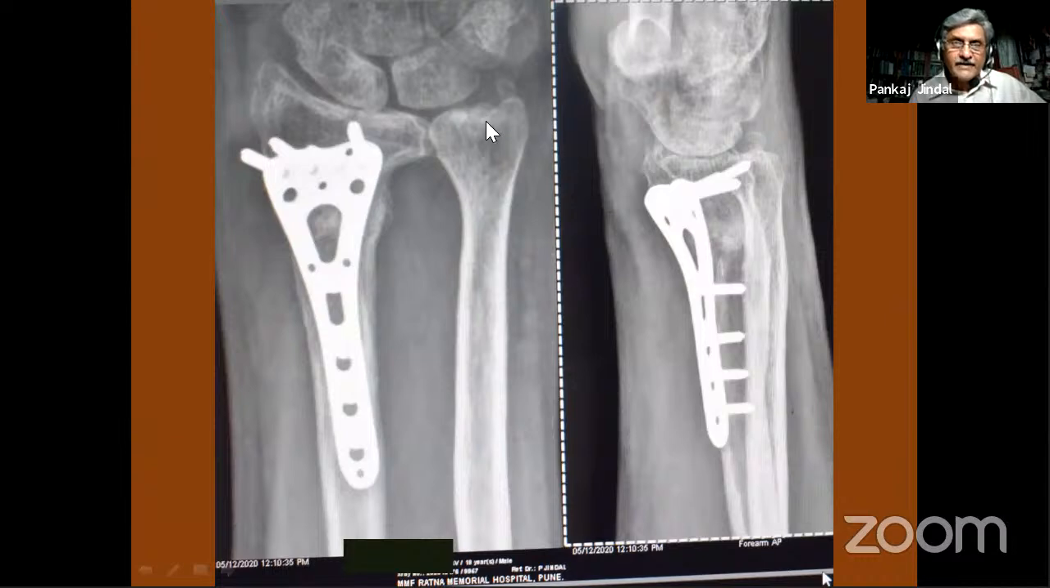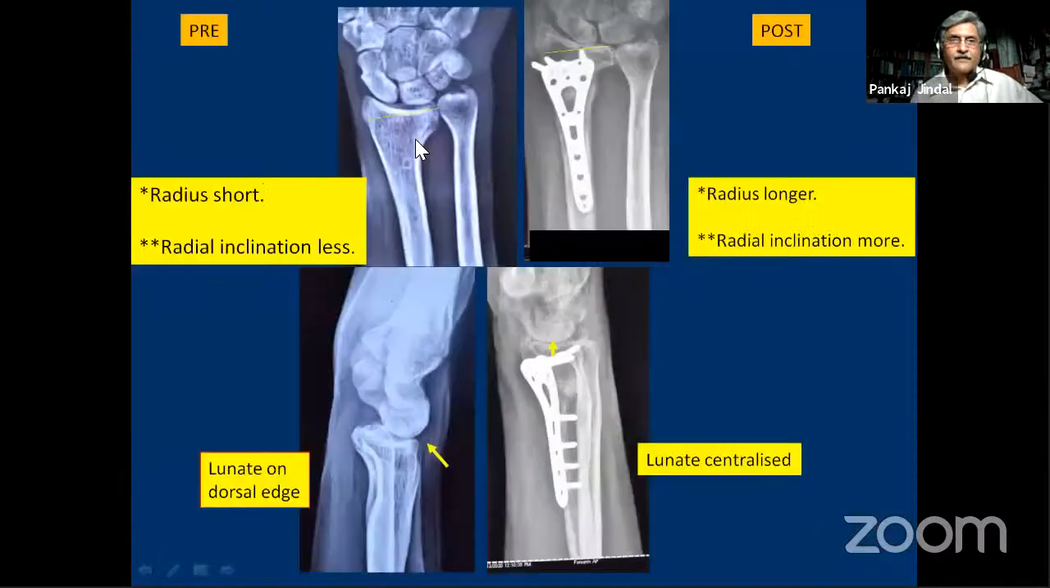A possibility here is affection of the distal radioulnar joint in this patient. So the patient should be forewarned that you can have restriction of pronation supination, and you might possibly have a secondary surgery for correction of the pronation supination if there is a problem here. So this was the preoperative photograph of the gentleman here. This was the amount of shortening, and this was after lengthening. This is what we see preoperatively. The lunate was sitting on the dorsal rim here, and here the lunate has been centralized.